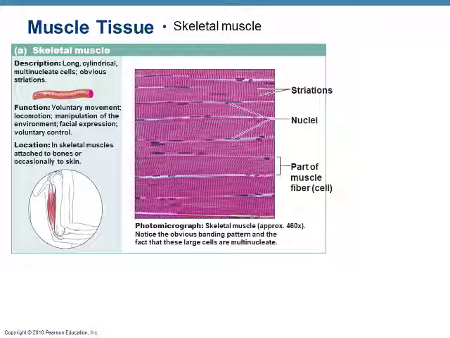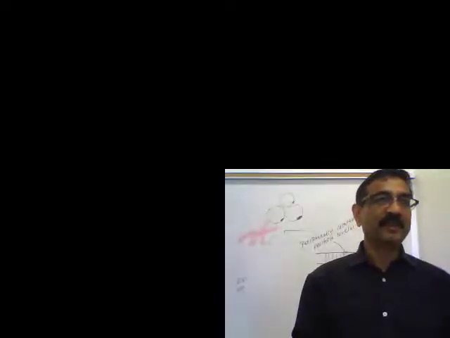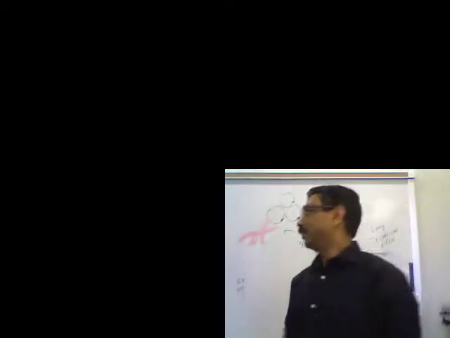So those are the histological properties. That means under the microscope, if you see the tissue, you will see those things, and by looking at those things, you can tell this is a skeletal muscle tissue. Make sense? And skeletal is voluntary. You know that.